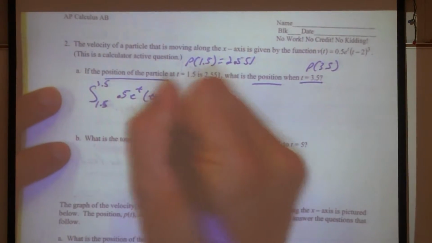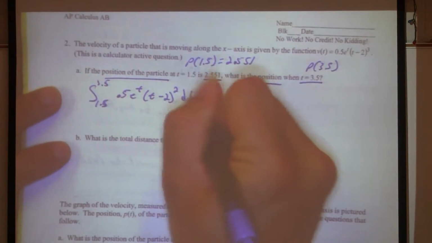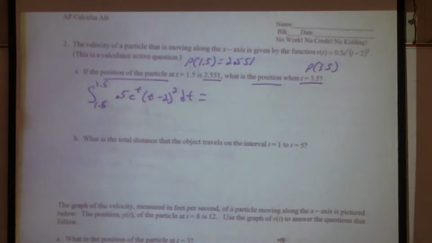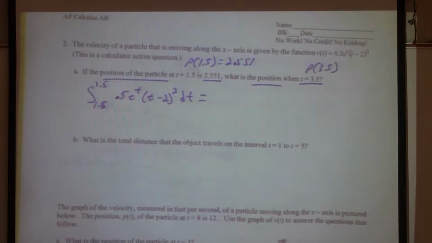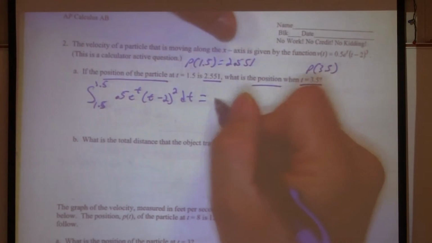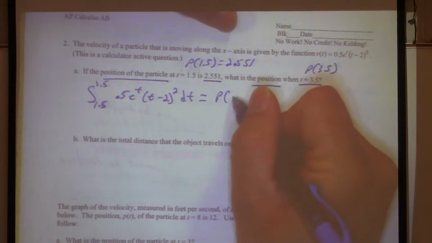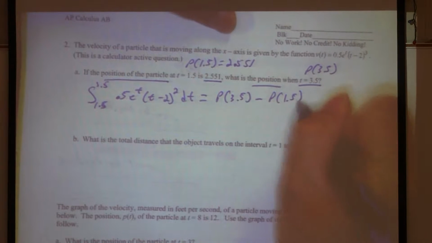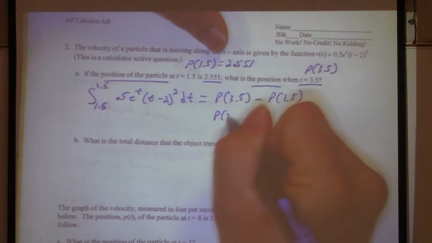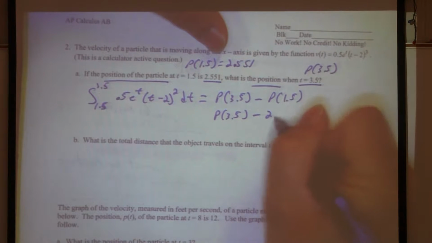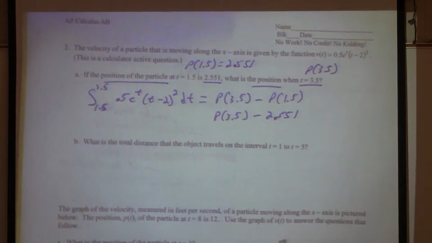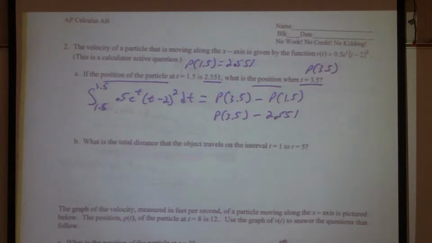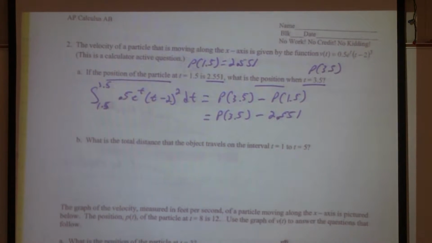Make sure that you guys type it in there correctly. And I know that, what should that equal to? 2.551. Oh, no. P of 3.5 minus P of 1.5, right? So that's going to give me P of 3.5 minus 2.551. This is a popular question on the AP test. It's going to come out. You've got to be able to set these up. And more than likely it will be on the calculator section.